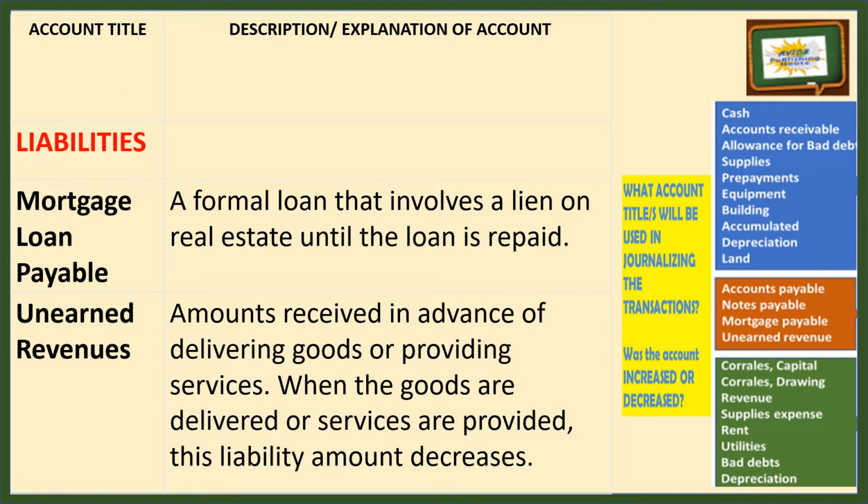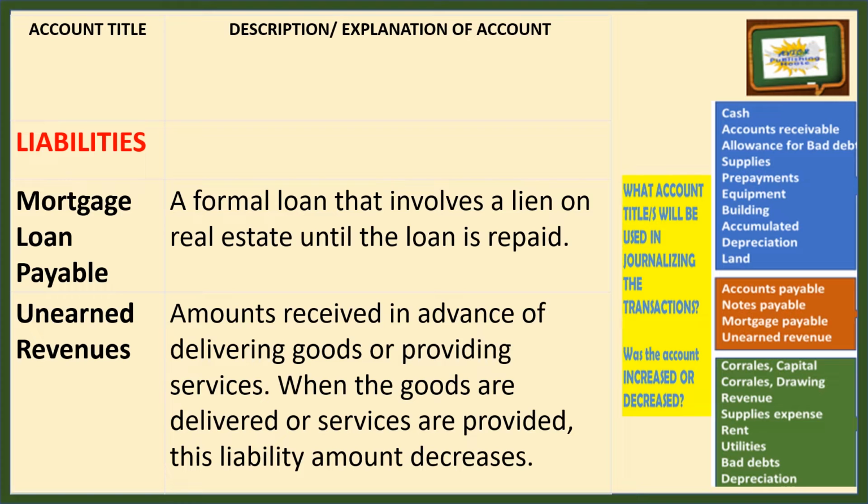So we have mortgage loan payable, a formal loan that involves a lien on a real property, real estate, until the loan is repaid. So if there is no mortgage or chattel involved, or there is no lien, then that is considered notes payable only if it is in a formal loan document. But if it has a mortgage to support the loan, then that loan will be called mortgage loan payable.